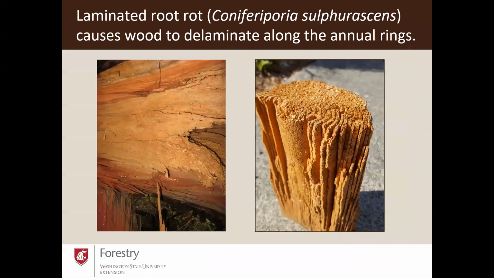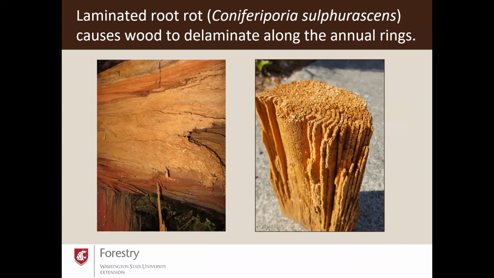And laminated root rot, which is caused by Coniferiporia sulphurascens, I just discovered its name changed. It used to be Phellinus sulphurascens, and before that it was Phellinus weirii. But the latest name here is Coniferiporia sulphurascens, if I'm even saying that correctly.